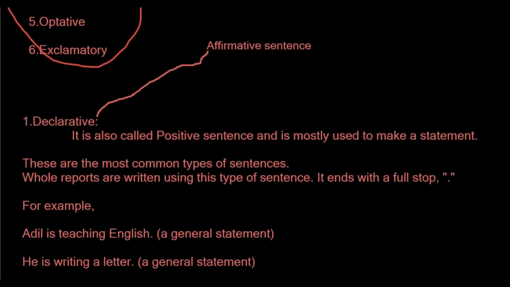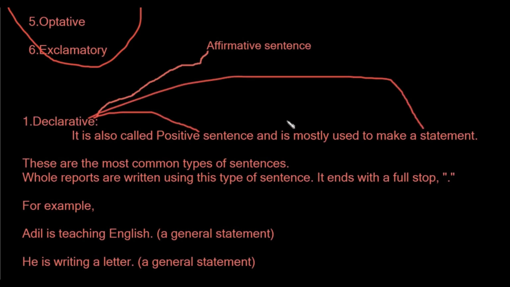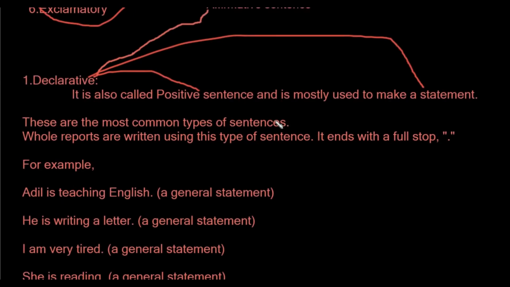Let's define each one. Okay, declarative. The first one we have declarative. Remember, it is also called affirmative sentence, the positive sentence, and it is also a general statement. Okay, it is a general statement, and it is also called a simple sentence. So it has like 4 names: affirmative, positive, general statement, and a simple sentence.